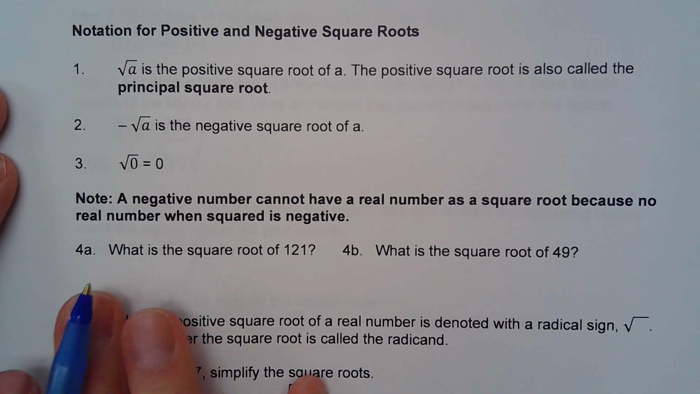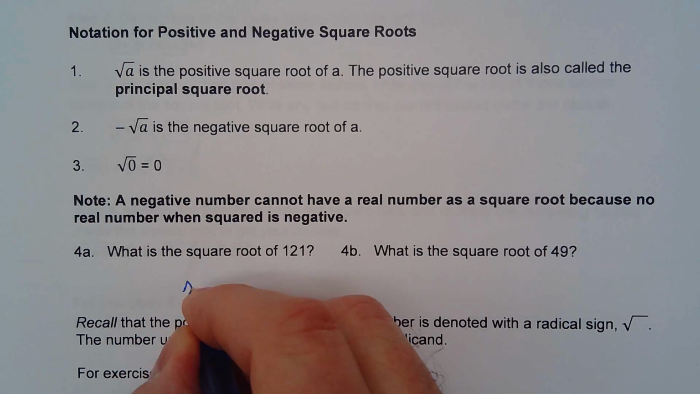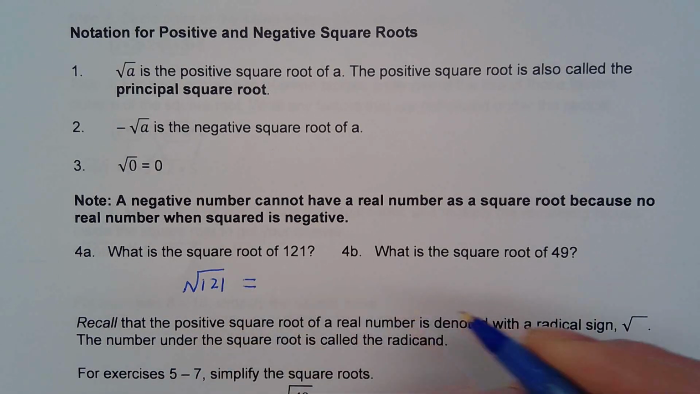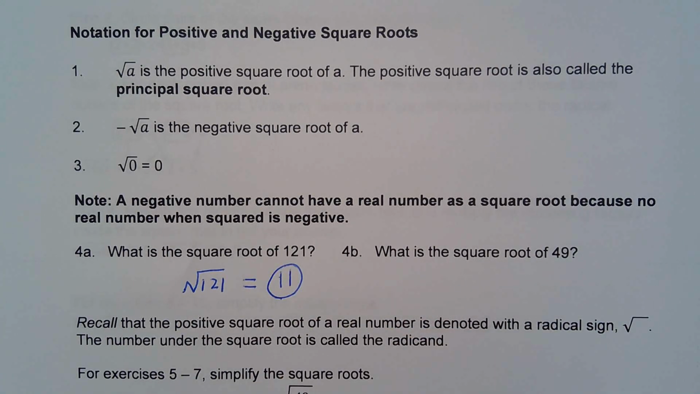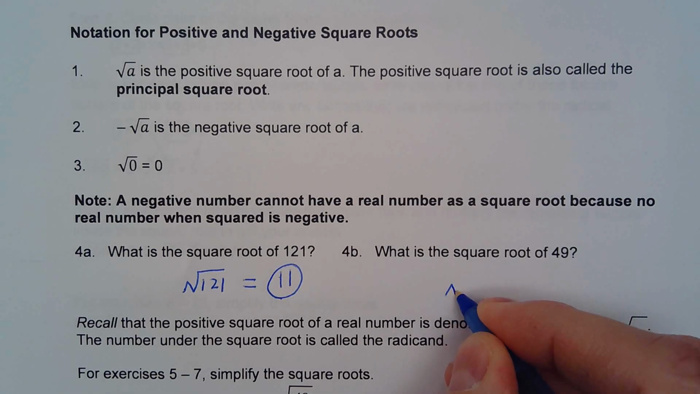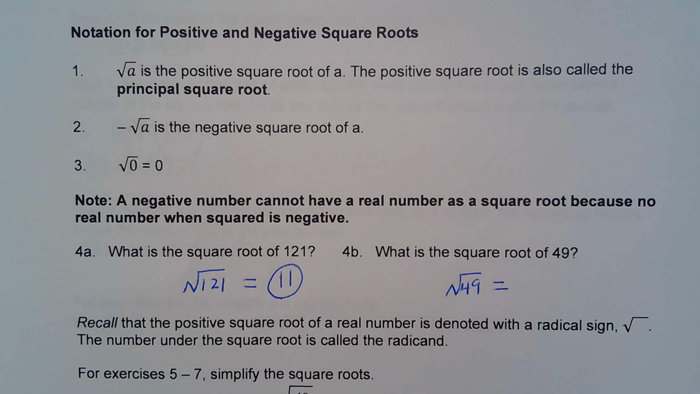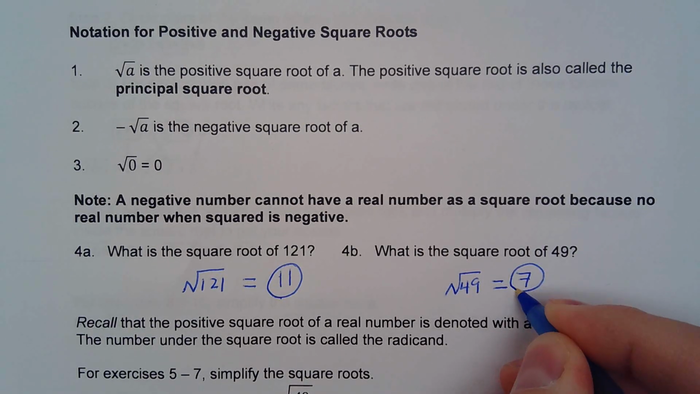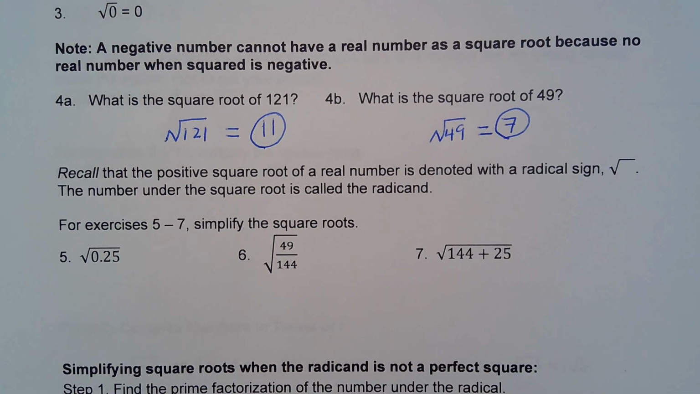So when they ask us, what is the square root of 121, the way we write that mathematically is this way. And the square root of 121 is 11. Similarly, with the square root of 49, this is how we write it mathematically. And then the square root of 49, that's 7. So here we're doing the same thing. Now they're getting a little bit more complicated.